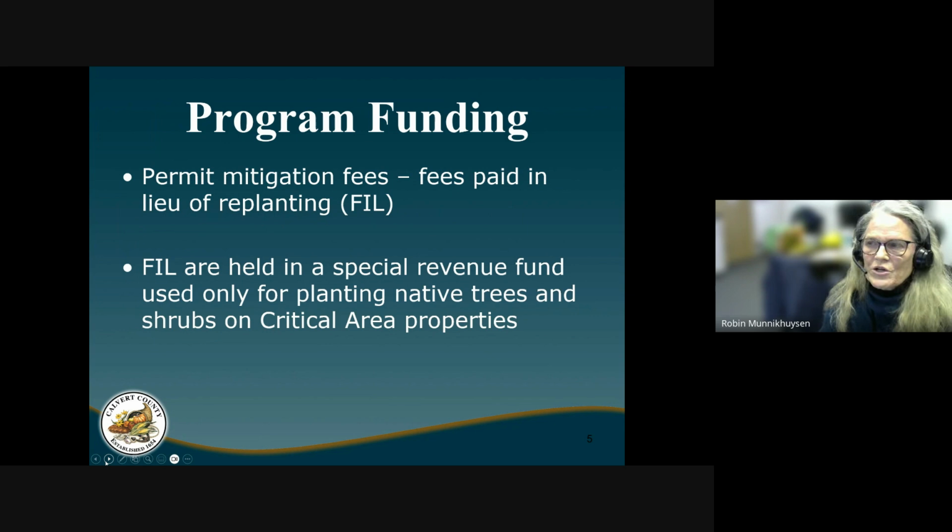Again, the fees are generated from permit mitigation fees. They're fees that are paid when there's not adequate space on a property to meet the mitigation requirements from the impacts of the project. And this is important: the fees in lieu are held in a special revenue fund. This fund is only used for this program, for planting the trees and shrubs in the critical area. That's crucial to the program's success because those funds are budgeted every year, monitored, and then we have the contract budgeted out, and I'll talk a little bit more about that later on.